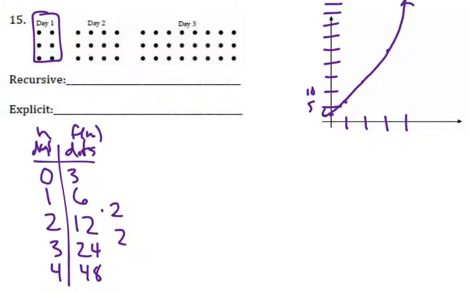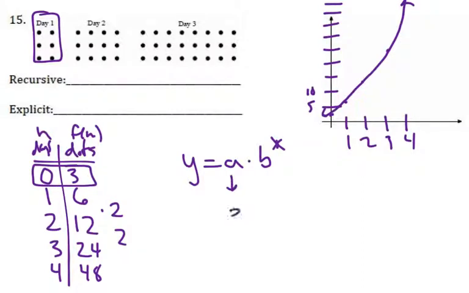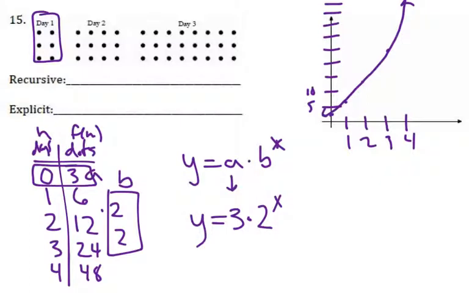Okay? So 1, 2, 3, 4. So now let's take a look at our equation. So our y-intercept is this one, so it's 3. Our growth is this one, so it's times by 2 to the x. Now, if we wanted to do the n and f of n, we'd go f of n, that's like the y. The result is 3 times 2 to whatever day we're talking about.